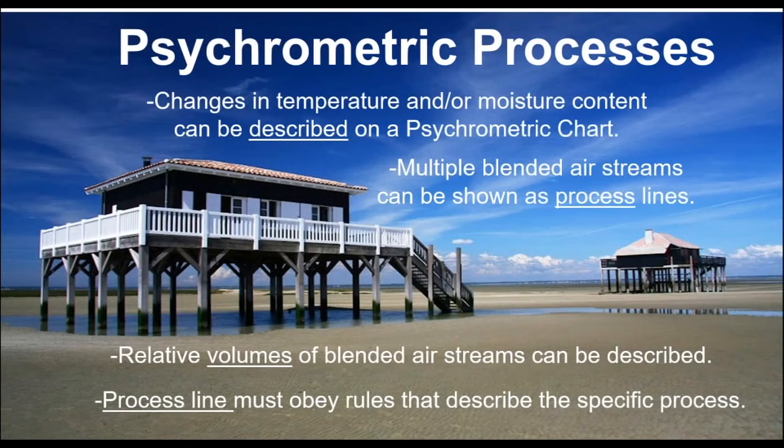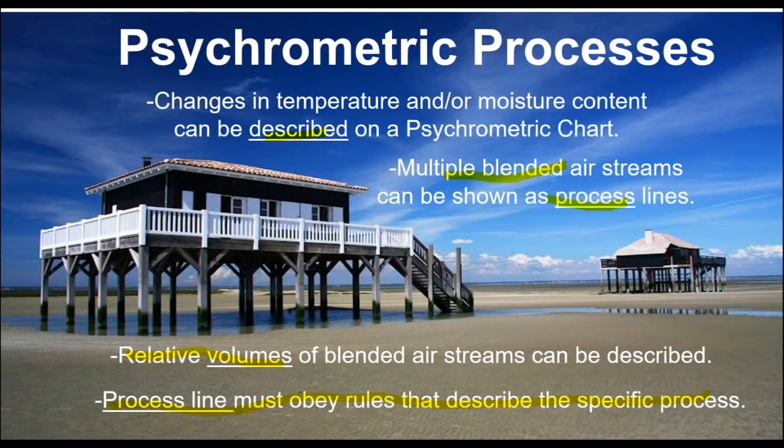Let's move on to psychrometric processes. These are going to be changes in temperature and/or moisture content, and they can be described on the psychrometric chart, such as multiple blended air streams. They're going to be shown as process lines. We can show relative volumes. Now remember, these process lines must obey the rules that describe the specific processes.